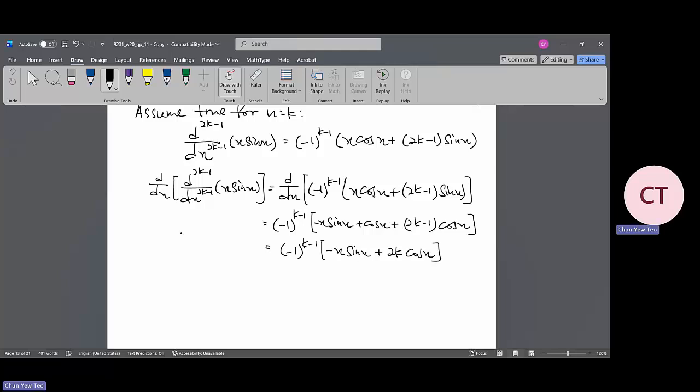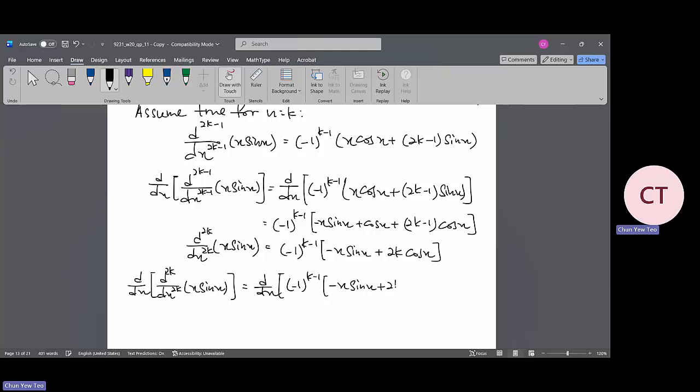Now we differentiate. This one will be d power 2k over dx power 2k of x sine x. Now I differentiate it one more time. X sine x will be differentiated: d dx of negative 1 power k minus 1 times negative x sine x plus the 2k cos x. Okay, so this is what I need to do now.